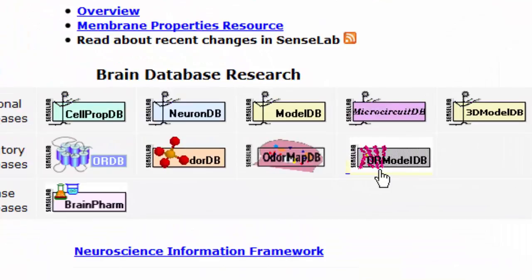ORDB is a resource that stores genomic and proteomics information related to olfactory and chemosensory receptors. OdorDB is a resource that stores information related to odors, and ORModelDB is a resource that stores information related to computational models of olfactory receptors and other chemosensory receptors, typically those that follow GPCRs of type A.